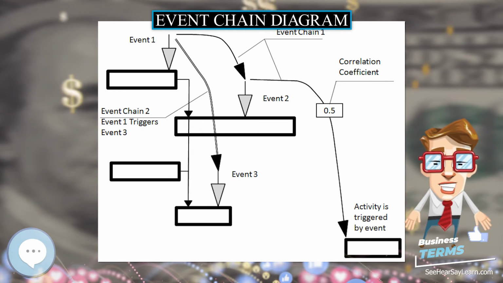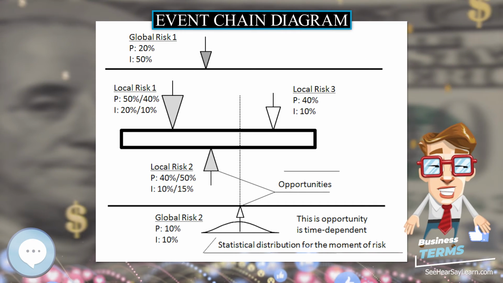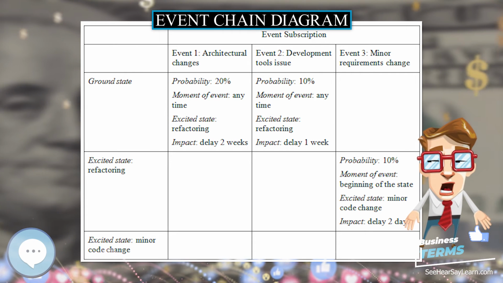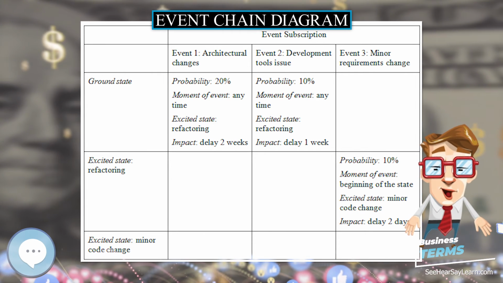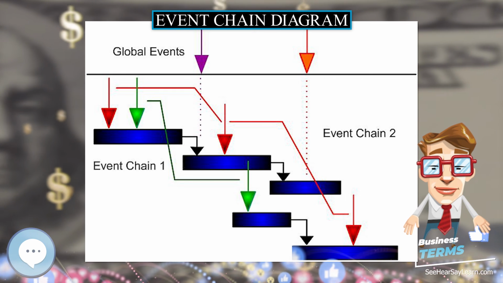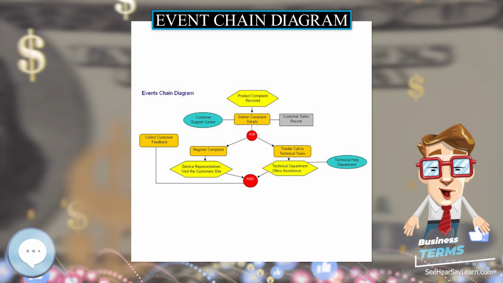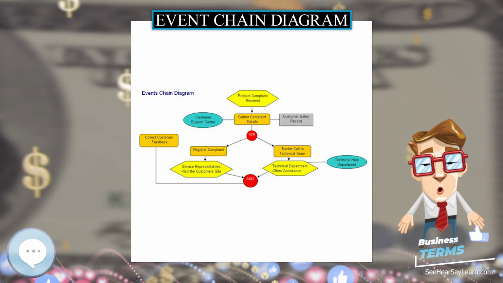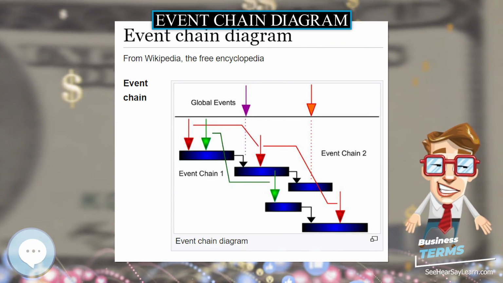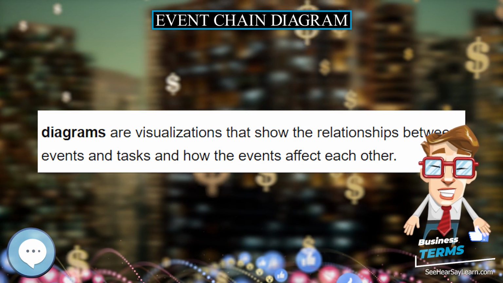The ground state of the activity is subscribed to 2 events: architectural changes and development tools issue. If either of these events occurs, they transform the activity to a new excited state called refactoring. Refactoring is subscribed to another event, minor requirement change. The 2 previous events are not subscribed to the refactoring state and therefore cannot reoccur while the activity is in this state.